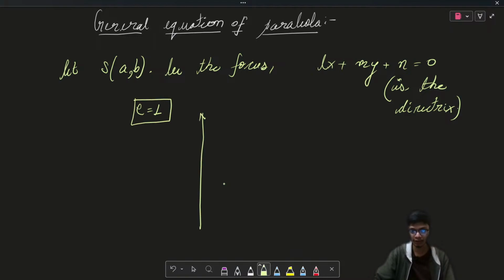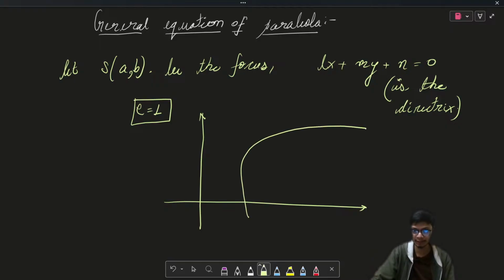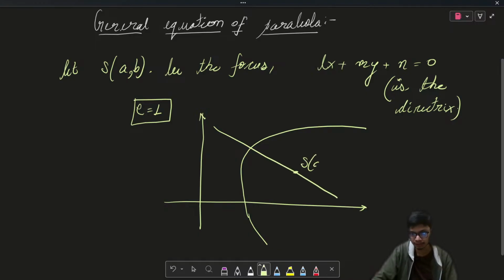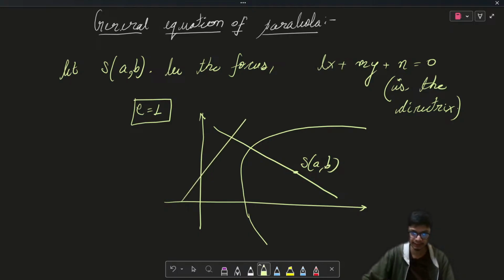Therefore, if I draw the coordinate axes and represent an arbitrary parabola like this, such that the axis is something like this, where I have the focus given as (a, b), and the directrix is given something like this. The axis is perpendicular to the directrix, and the directrix equation is given as Lx + My + N = 0, right?